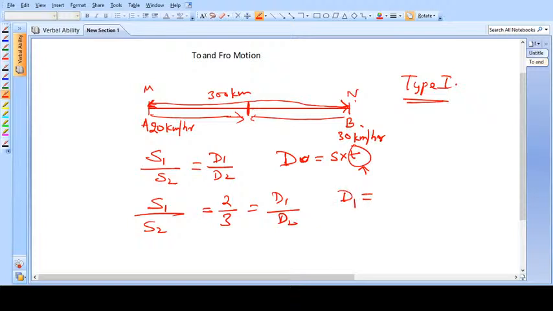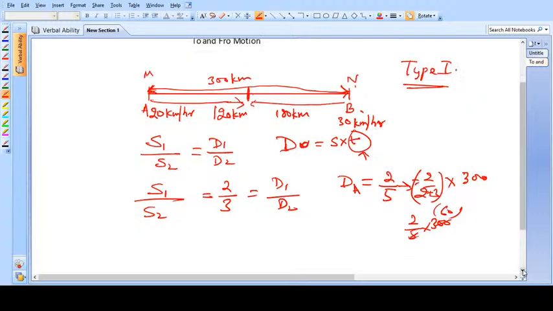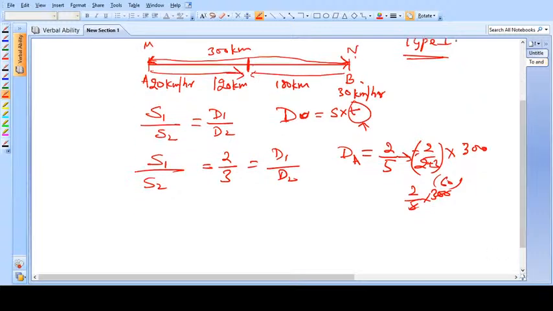Now if we want to know the distance traveled by the first person, A, it will be 2 by 2 plus 3 into 300, right? So it will be 2 by 5 into 300, and it will be 120. So A will be covering 120 kilometer and B will be covering 180 kilometer. So that is all there is in this question.